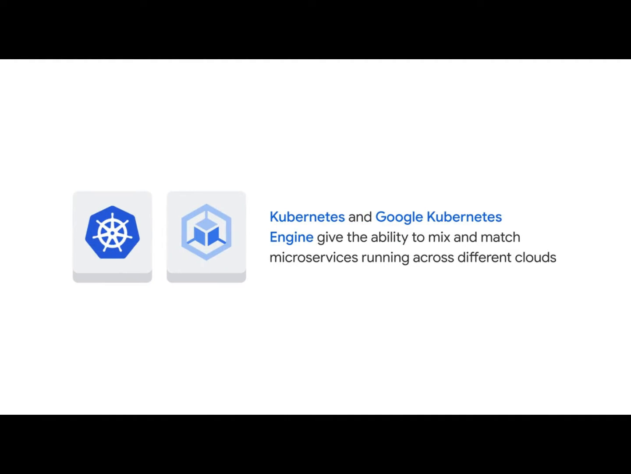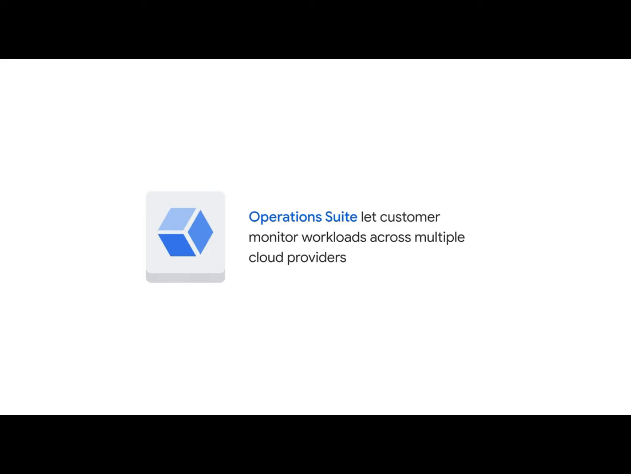Google provides interoperability at multiple layers of the stack. Kubernetes and Google Kubernetes Engine give customers the ability to mix and match microservices running across different clouds, while Google Cloud's Operations Suite lets customers monitor workloads across multiple cloud providers.